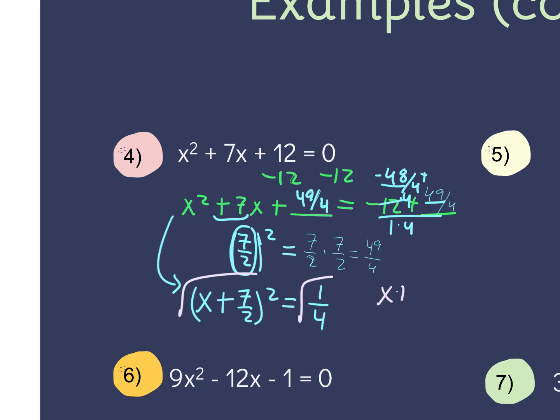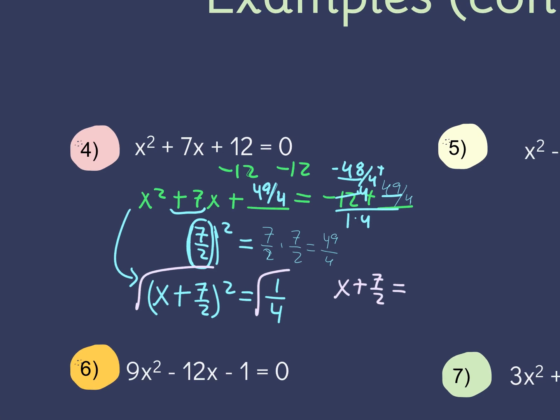So then I get x plus 7 over 2 equals, what does that side become? Okay, plus or minus what? Okay, what? You said what on the bottom? Okay, so we can square root the top, square root the bottom, just like with exponents. Square root of 1 is 1. Square root of 2 is 2. So I just get 1 over 2. All right?